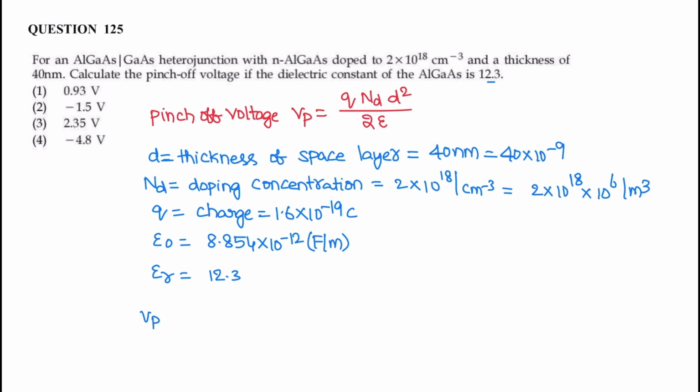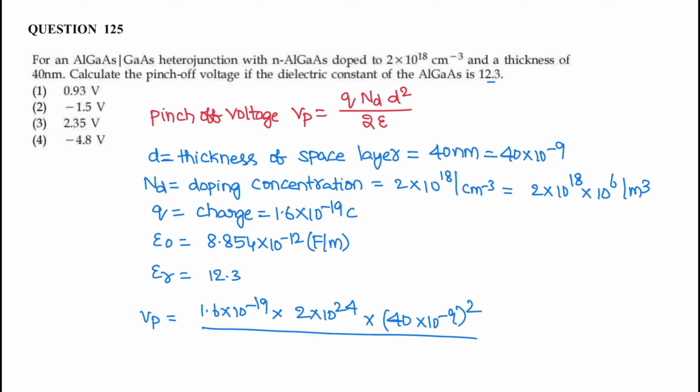On substitution, pinch off voltage Vp is charge 1.6 into 10 power minus 19, doping concentration 2 into 10 power 24, thickness 40 nanometer, that is 40 into 10 power minus 9 whole squared, by 2 epsilon. Epsilon is epsilon naught into epsilon r, where epsilon r is 12.3 and epsilon naught is 8.854 into 10 power minus 12. On substitution, after calculation, the value of the pinch off voltage is 23.5 into 10 power minus 1, that is 2.35 volts. So the correct option is 3, 2.35 volts.